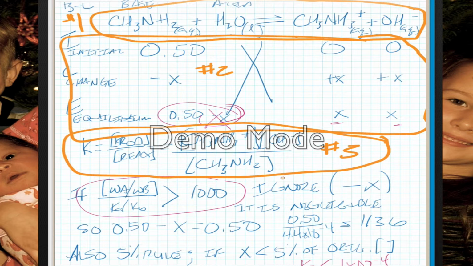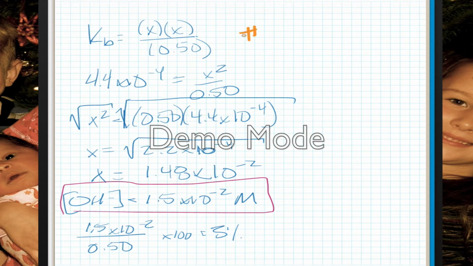Now, you need to say something about how X is negligible. You can use the 5% rule, you can use the greater than 1,000 rule, or you can say, depending on the situation, if K is less than 1 times 10 to the negative fourth. So you can do any of those as your number 4 thing to do. But you need to make mention of it. You can't just make it disappear without saying anything. And then finally, the fifth thing you have to do is the calculation where you have to plug in the numbers.